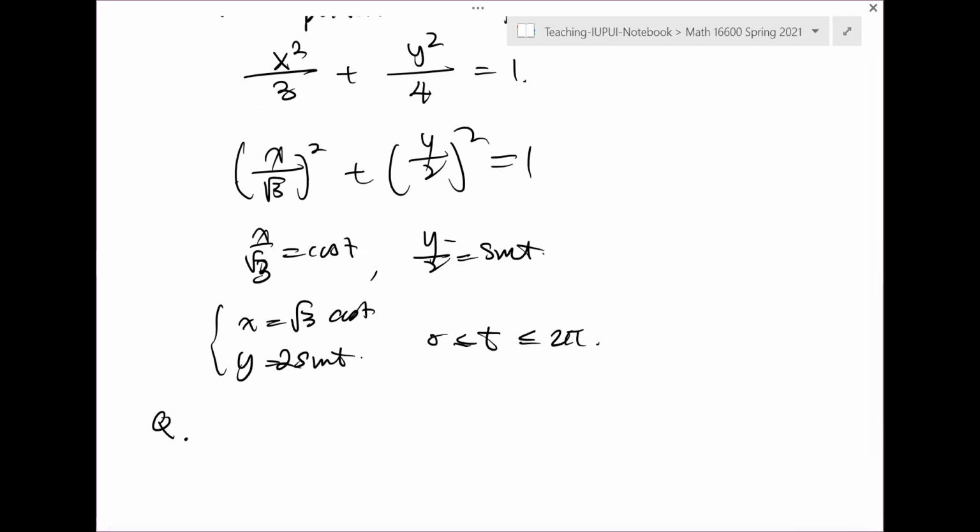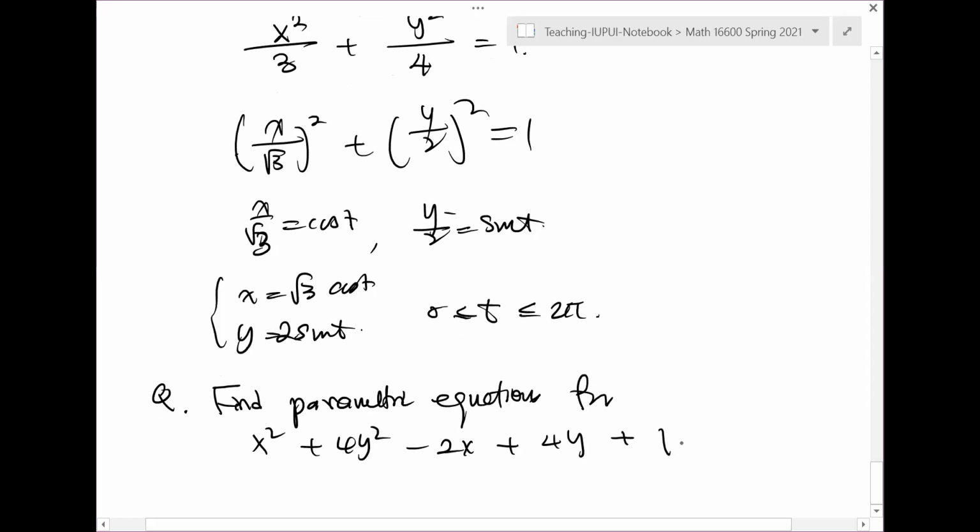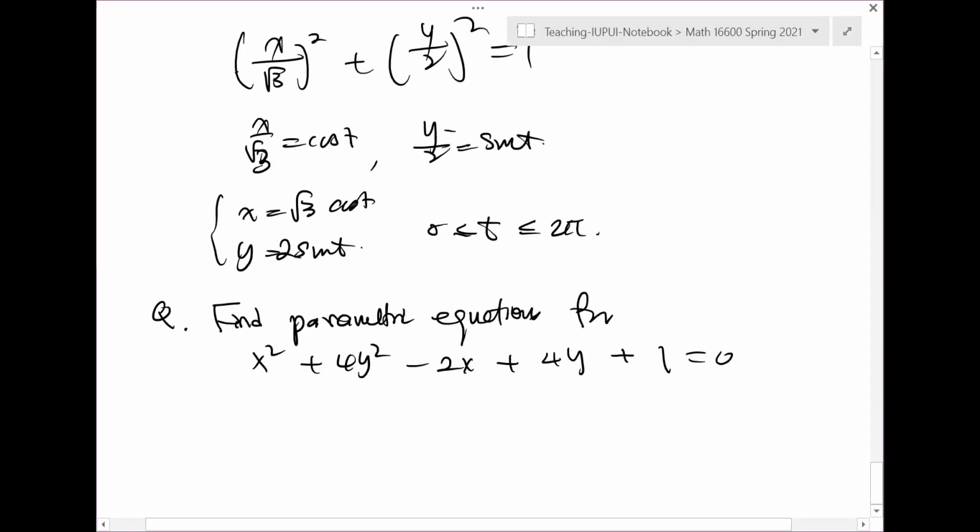How about this more complicated one? Find the parametric equations for this one: x squared plus 4y squared minus 2x plus 4y plus something equals 0. Wow, this is tough, right?